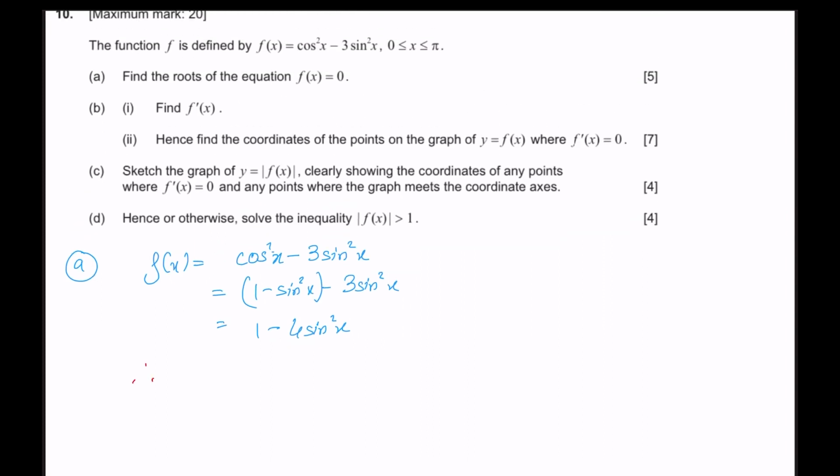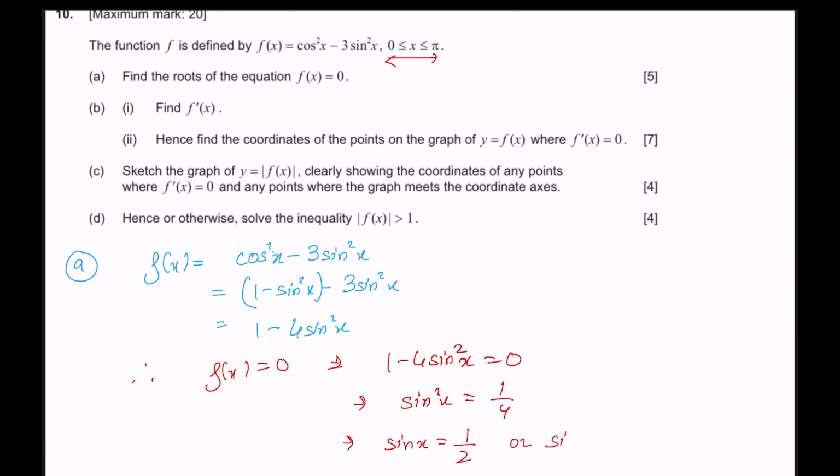Now I have to find the roots, so we have to make f of x equal 0, right? So this means 1 minus 4 sin square x should be equal to 0. Here if I simplify, I'll get sin square x equals 1 over 4. Now the domain of x is from 0 to pi, right? If I take the root of sin square x, I should get two values, sin x equals half or sin x equals minus half.